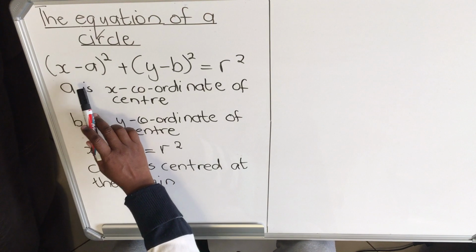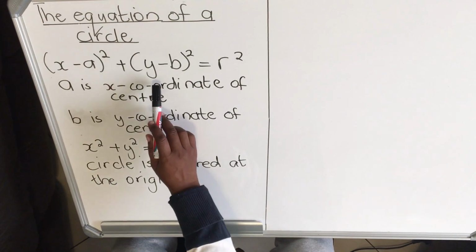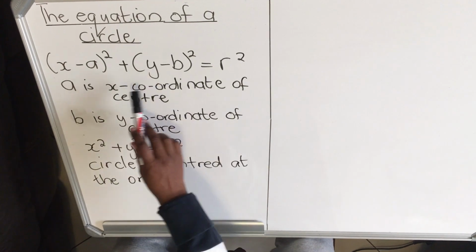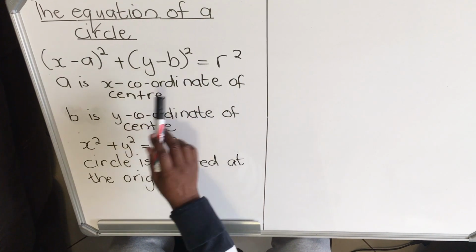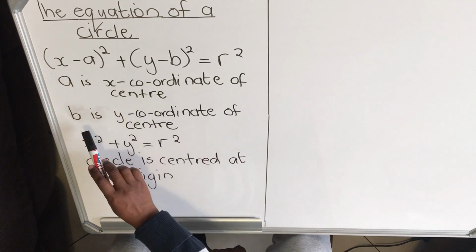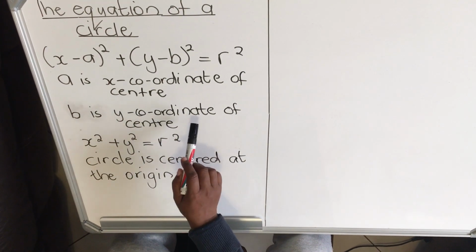So this formula, (x minus a) squared plus (y minus b) squared is equal to r squared, is in your formula sheet, so you don't have to memorize it. You can get it in your formula sheet. And then a is the x coordinate of the center. b is the y coordinate of the center.